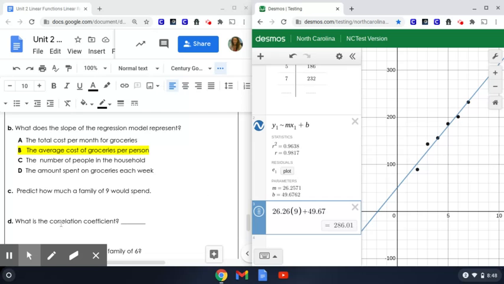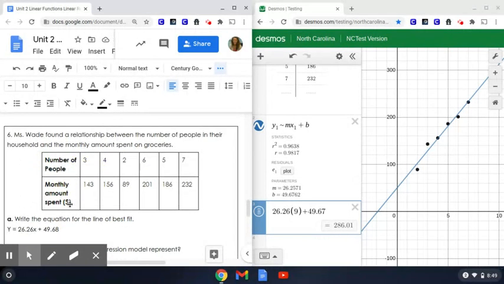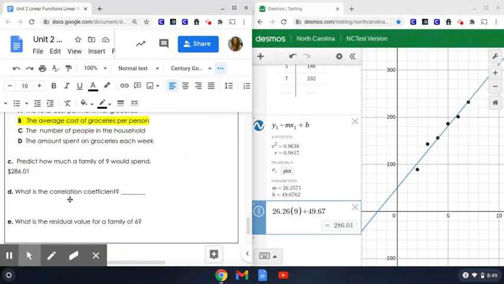All right, so if you had 9 people in your family, according to this problem, you would spend $286.01 on groceries for the month. To me, that really feels like it would be the week, but if you had 9 people, maybe even more than that for 9 people.